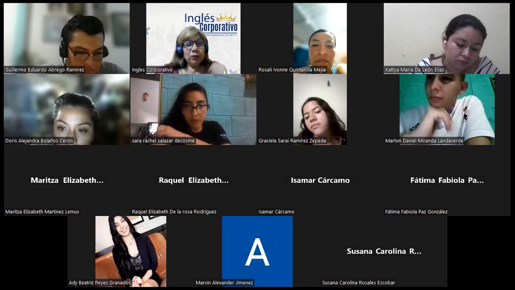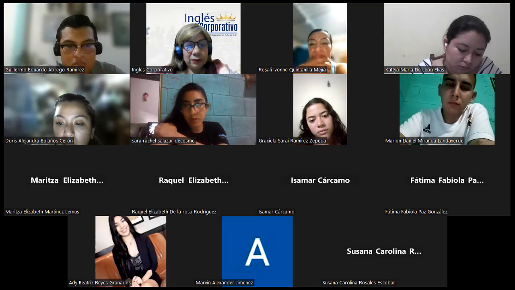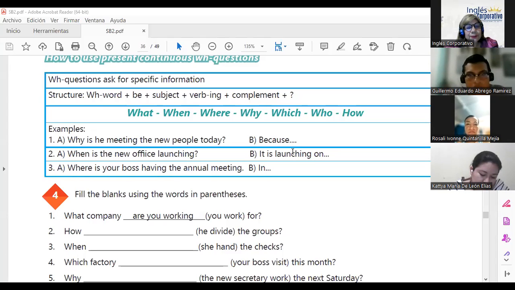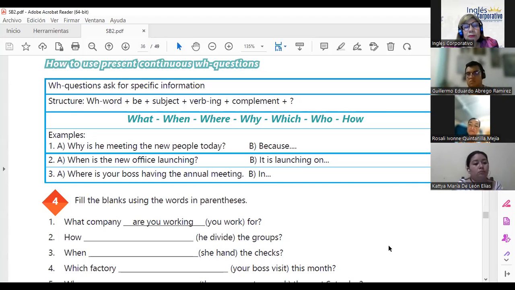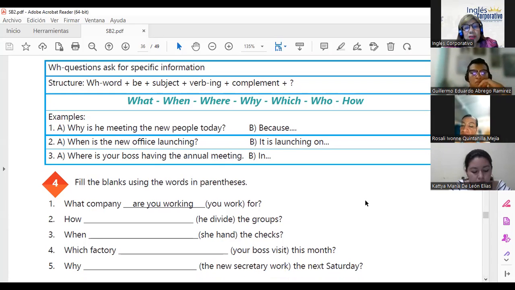And now we are going to finish the activities that we left yesterday in the manual. I'm going to share this for you and I'm going to explain it. Page 36. Yesterday we started how to ask WH questions with the present continuous. We didn't say this present continuous is for the future or for that. We only started the present continuous in general, asking WH questions.